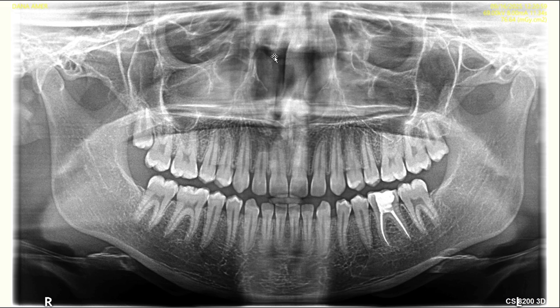That's the start of anything. So, this X-ray is diagnostic. We can see the upper wisdoms. One of them is partially erupted. One of them is fully erupted. We can see the root canal treatment here looking good somehow.